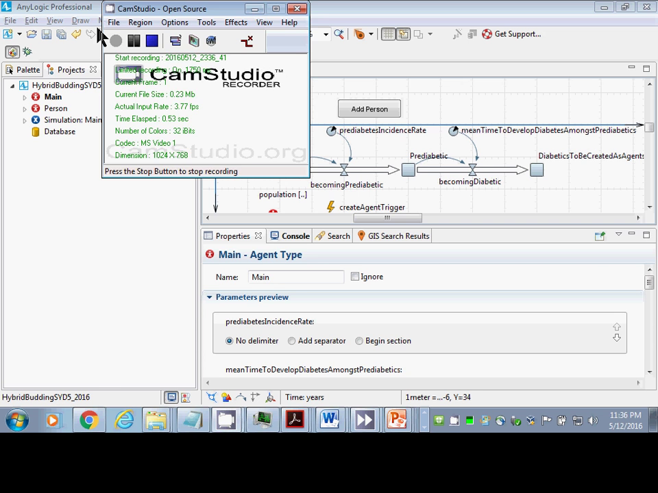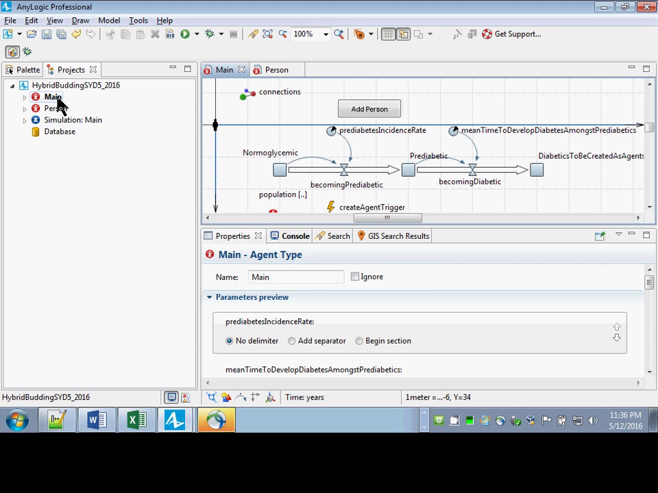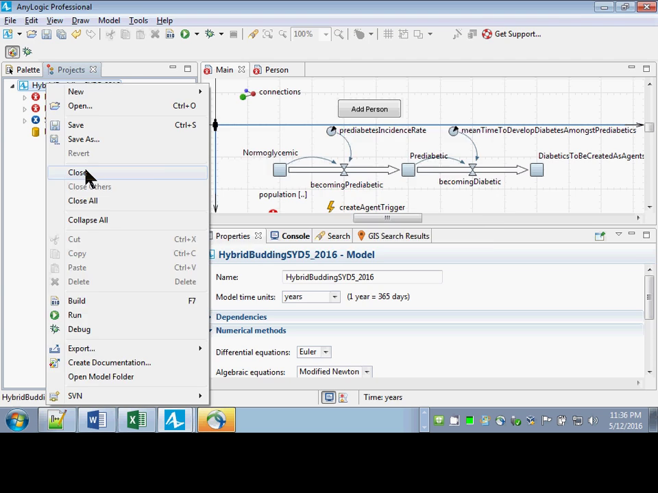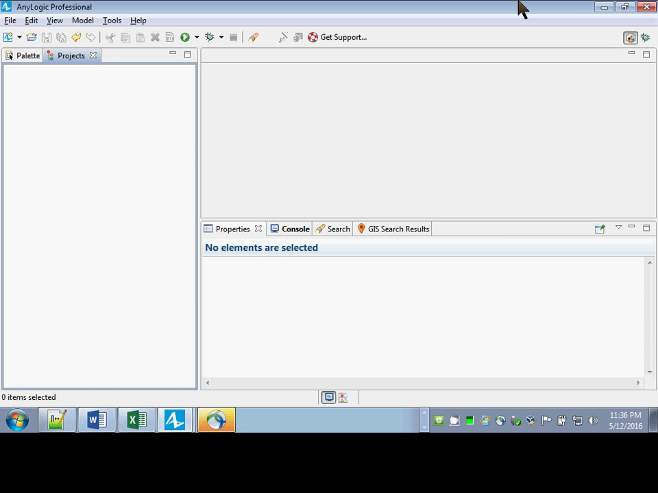So for another hybrid model, we've already seen the health economics model, so I don't want to go into that again. But I did want to ask you to download a model which is available on the site. And this model is going to be one that's, I think, in the hybrid folder here.